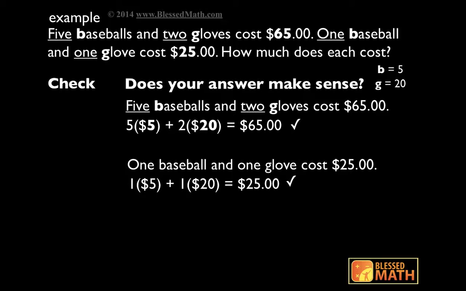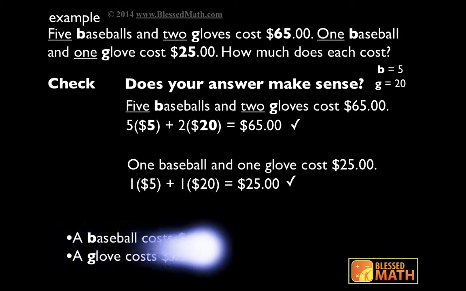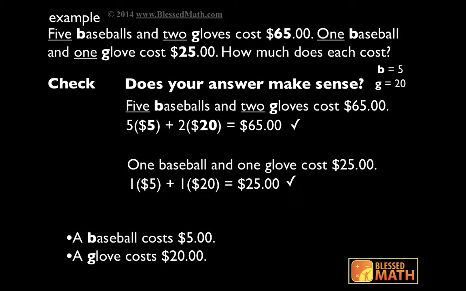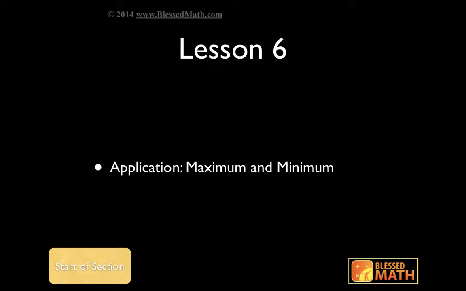All right, now let's check the second part to see if that makes any sense. 1 baseball and 1 glove cost $25. Well, 1 $5 baseball plus 1 $20 glove is equal to $25. That is true. A baseball costs $5 and a glove costs $20 is our final answer.